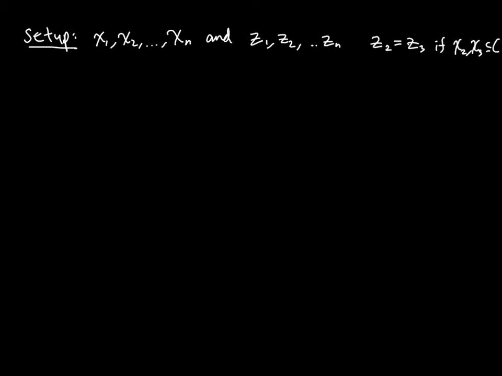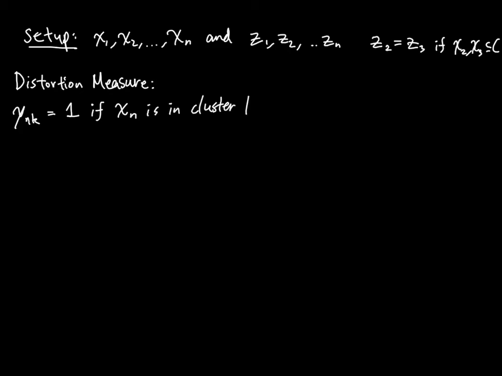Okay. So then what we have is a distortion measure, which pretty much measures how inaccurate our clusters are, given that we already have these clusters, right? So we're going to first start with a variable called gamma nk, for the nth data point with the kth cluster, and this is going to be a 1 if xn is in cluster k. That makes sense? And it's going to be 0 otherwise.